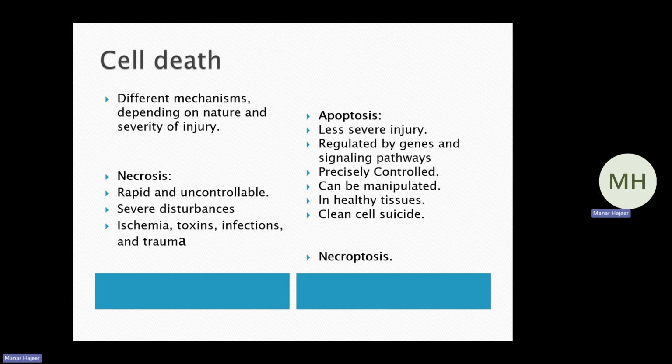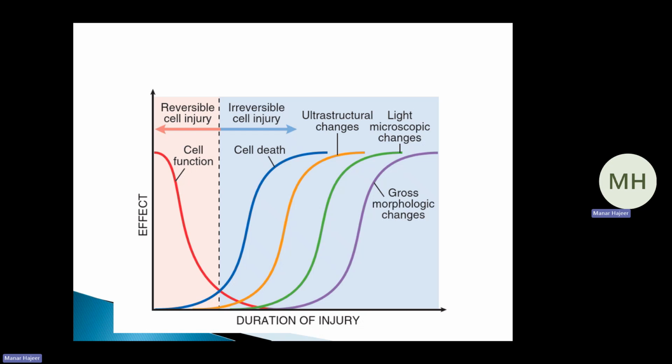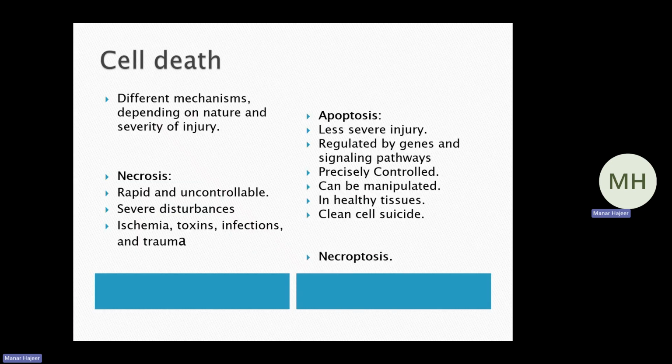It can be manipulated. We can use this feature to manipulate the death of cells using some chemotherapeutic agents in the management of cancers. It can occur usually in what looks to be healthy tissue, like when the aged cells of the skin die due to aging. This is called the apoptotic pathway of death. The other name is clean cell suicide, because as I said, there will be no inflammatory reaction at the site. Sometimes we have a mixture of necrosis and apoptosis at the same time, so we call it necroptosis.